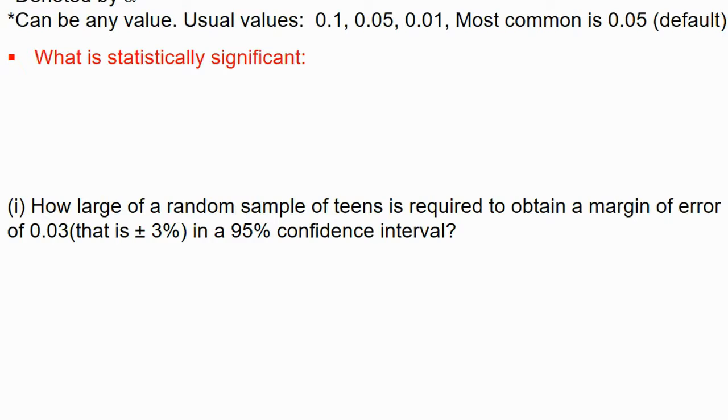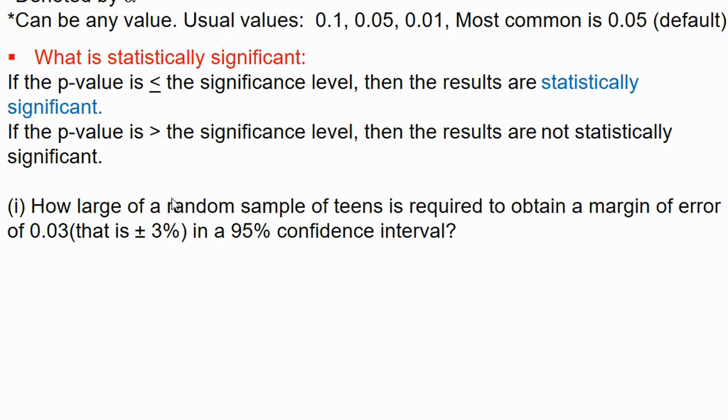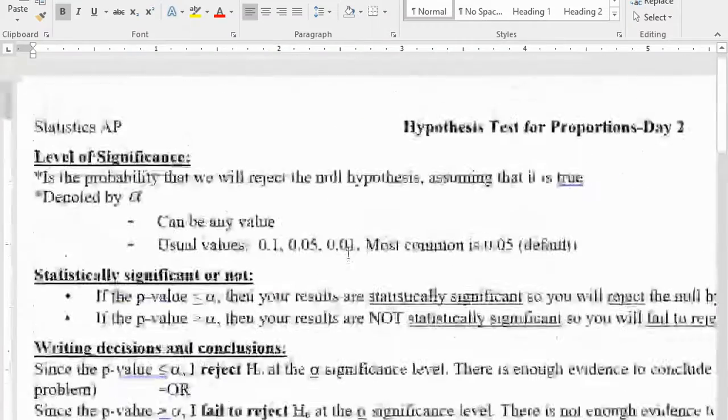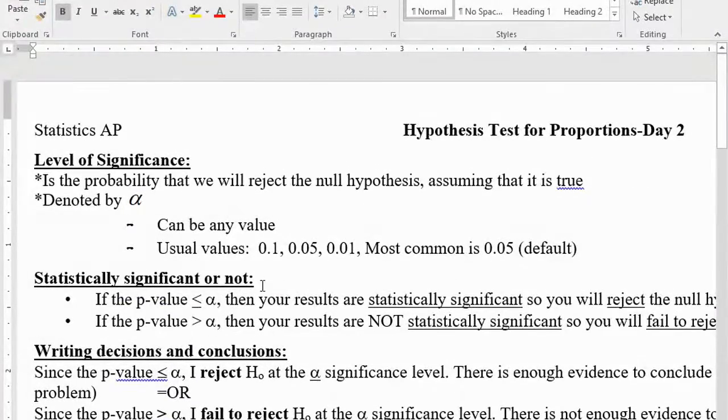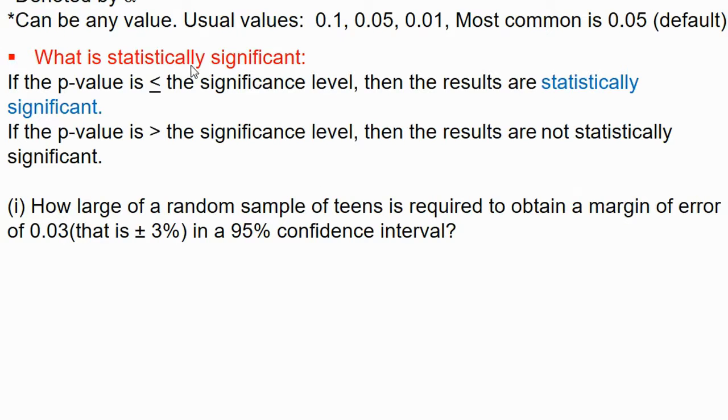I already talked to you guys about the significance level. The other thing that you need to know from the PowerPoints on the last lesson Friday is something called statistically significant. If you have your notes, it's right there at the top. You need to know what that means. Again, with the p-value and the significance level, when your p-value is less than or equal to the significance level and you reject the null hypothesis, that's called statistically significant results.